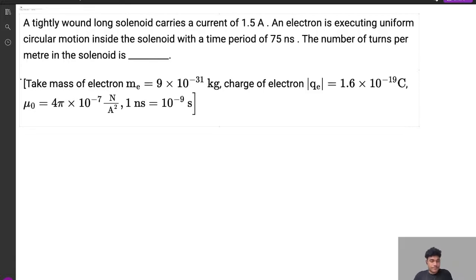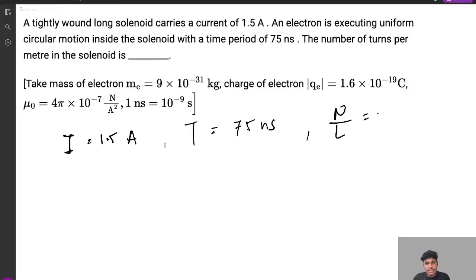Now move to the next question. A tightly bound long solenoid carries a current of I equal to 1.5 ampere. An electron is executing uniform circular motion inside the solenoid with a time period of 75 nanoseconds. What is the time period of the electron? That is 75 nanoseconds. The number of turns per meter in the solenoid means we have to find n by L, that is n of the solenoid. Okay, do you understand the question?